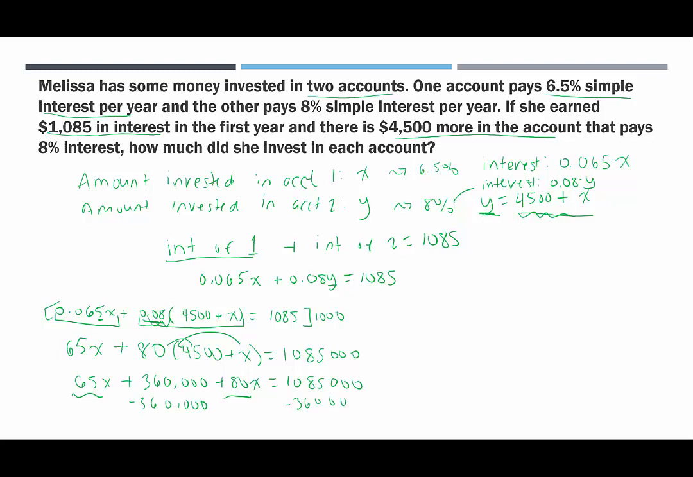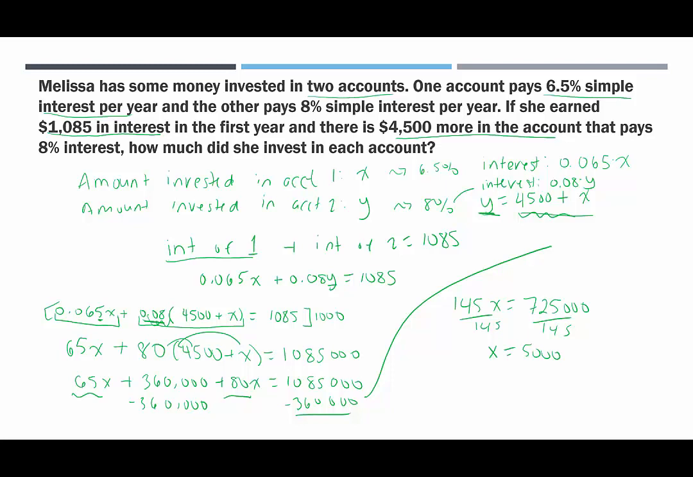And when I do that, I'm going to get 65 plus 80 is 145 times x. Oh, I put a 5 there. Let's try it again. 145 times x is equal to, when I do this subtraction, I end up with 725,000. Now to get x by itself, I'm going to divide both sides by 145. And for x we get 5,000.